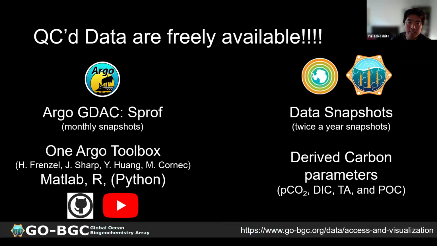All data from GO-BGC and BGC Argo are QC'd and freely available for anyone. The main access point is the Argo Global Data Assembly Center, or the GDAC. For people accessing data through that portal, we strongly recommend using the SBROF, the synthetic profile file, which has already aligned the pressure axes from the various BGC Argo BGC parameters. So it's a very user-friendly format. There are also monthly snapshots available. For publications, we recommend using these monthly snapshots, which are associated with a DOI.